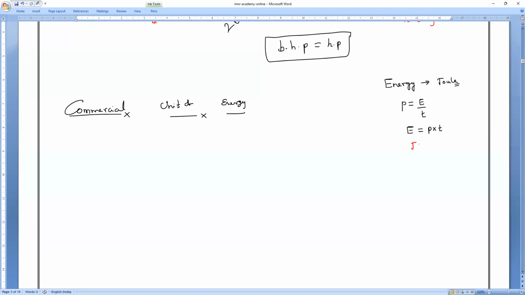So energy is in joules. What is the unit of power? 1 watt, into time of 1 second. Can I write: 1 joule is equal to 1 watt into 1 second? Anything wrong? Do we understand? 1 joule is equal to 1 watt into 1 second. Can I write it, or is it wrong?